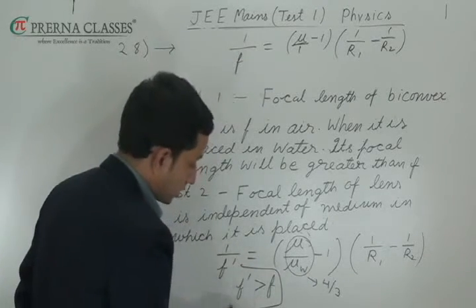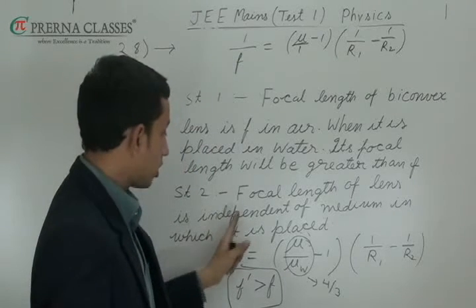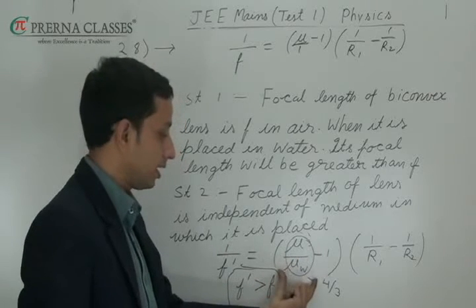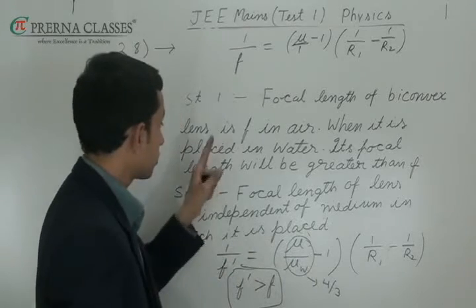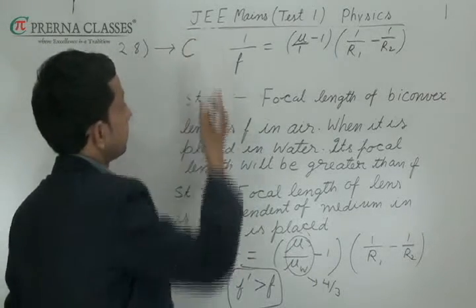So we can say the first statement is correct and the second statement is wrong because it is not independent. We can see that the term for the surrounding medium, that is water, is coming here. So it is not independent. So first statement is correct and second one is wrong. So we will write option C.